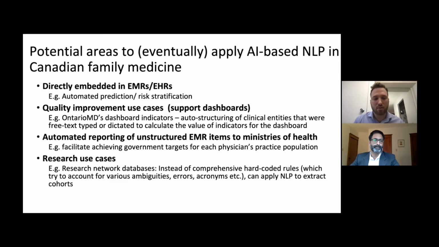Research use cases. This is one that I'm particularly passionate about. We can apply NLP to large population databases and really do neat studies, if it's validated and accurate, about many different granular issues that are important to primary care.